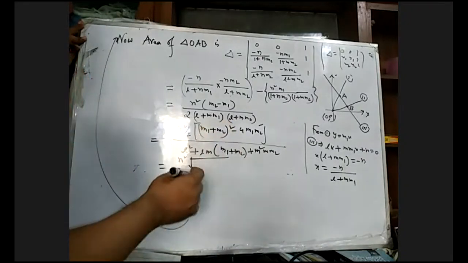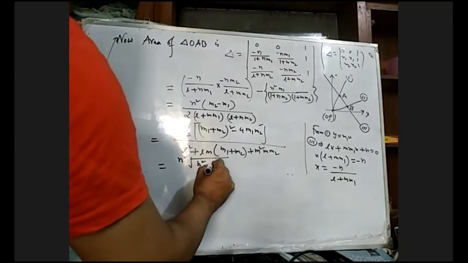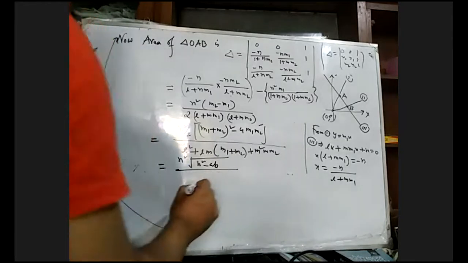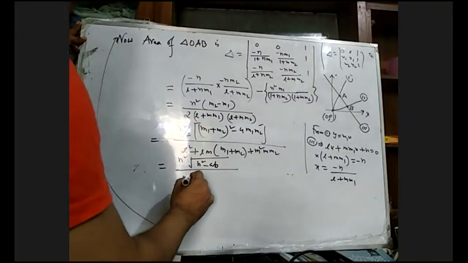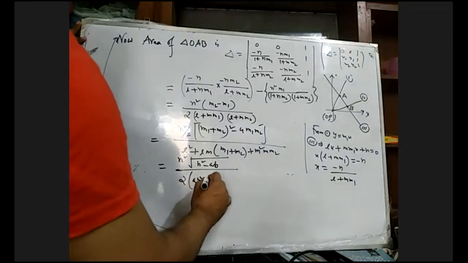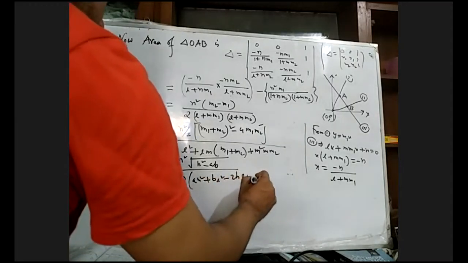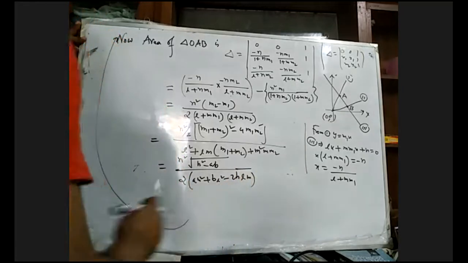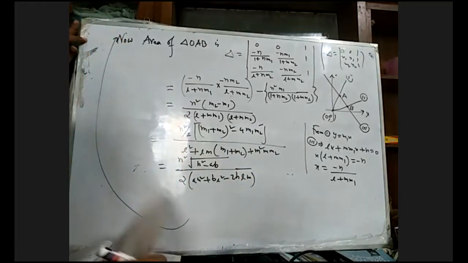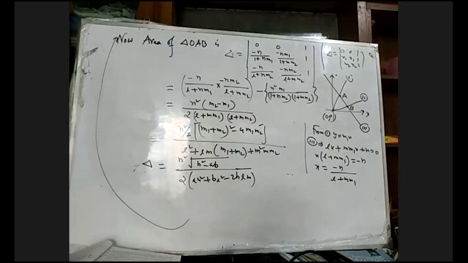Just putting the values of the sum of the roots and product of the roots, we get a square minus ab divided by twice m square, bl square minus twice a's lm. This is the actually required area.